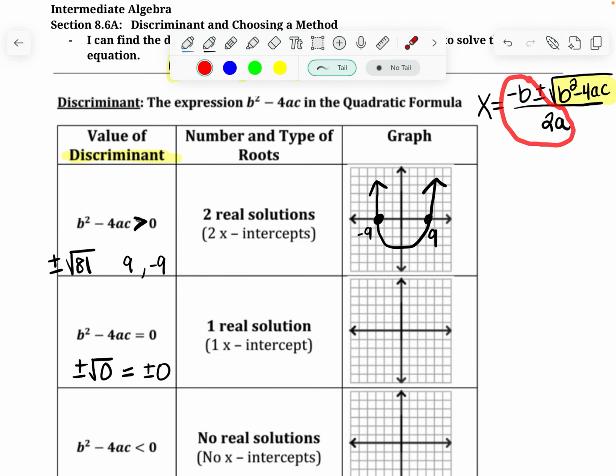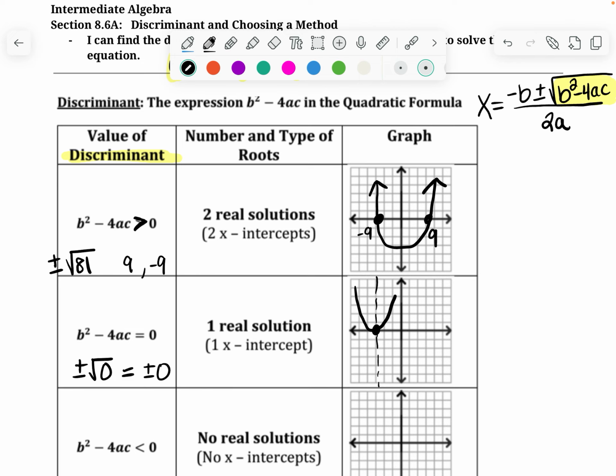And you might recognize that negative b over 2a. We've been looking at that. That's how we graph our parabola. That's our axis of symmetry. So we get the negative b over 2a and we get a 0. That means our x-intercept is going to be our one solution. So we're going to have one real solution on the x-axis.